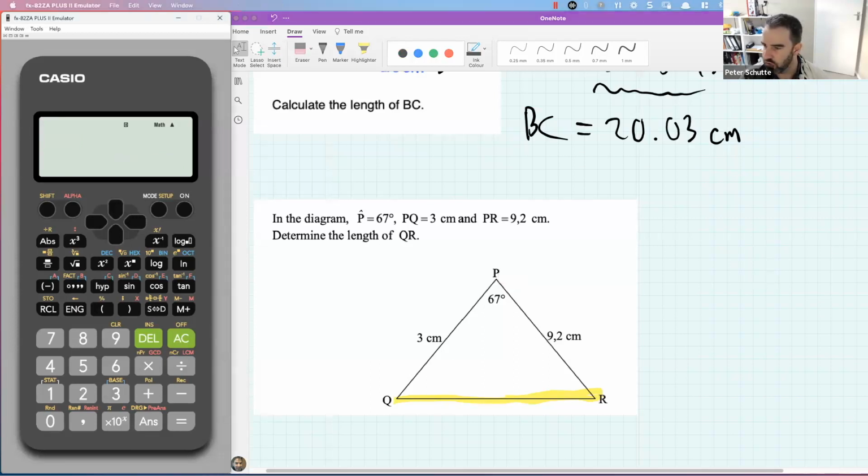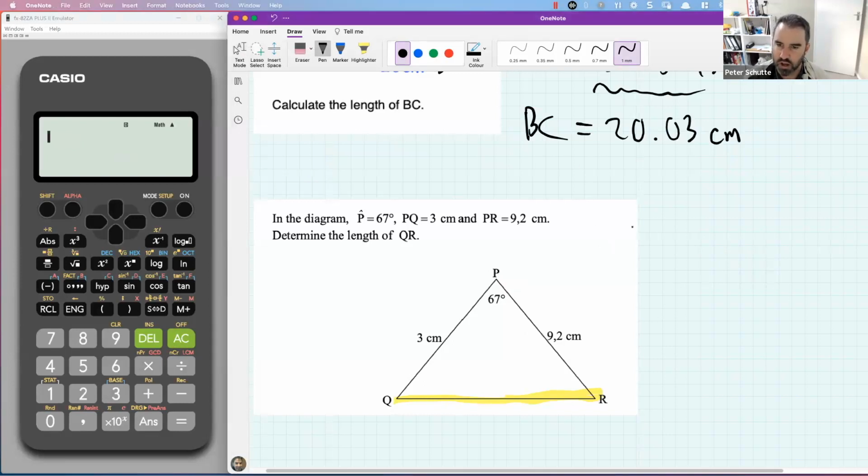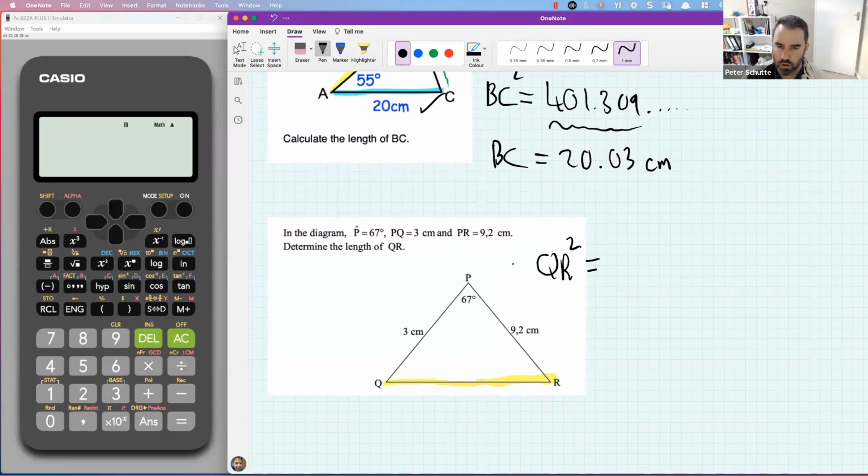Ask yourself what you need to start with. I would start by writing QR squared, and then from there, it's up to you. And then, let's see how it goes.